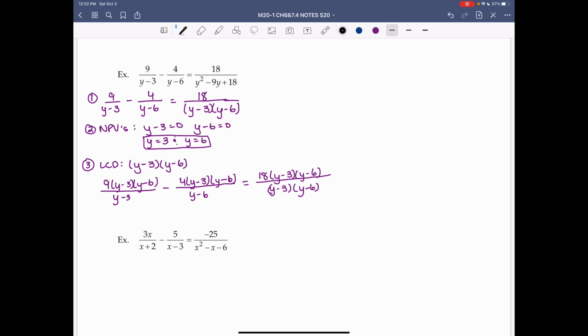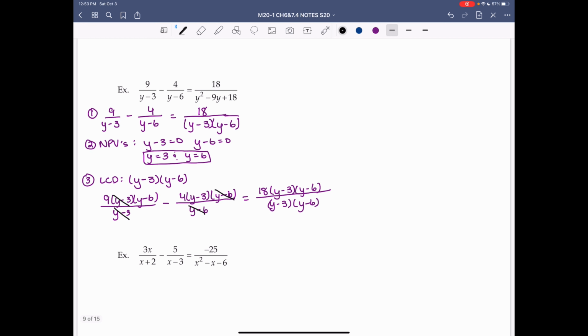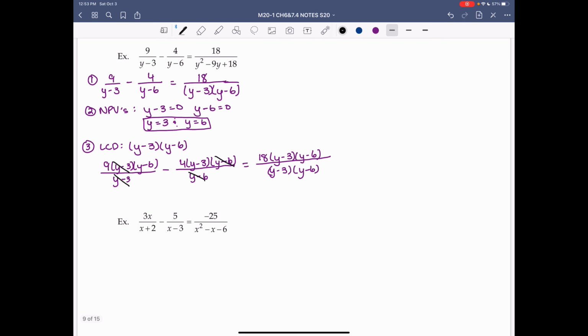Then in the first fraction, y minus 3 divides with y minus 3. In the second fraction, y minus 6 and y minus 6 divide to 1. And in the third fraction, y minus 3 divides out, y minus 6 divides out. We are left with 9(y minus 6) minus 4(y minus 3) equals 18.